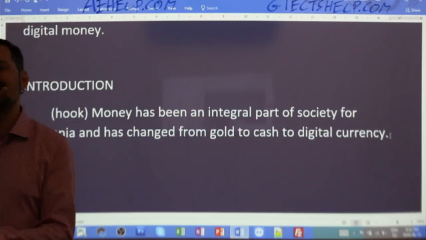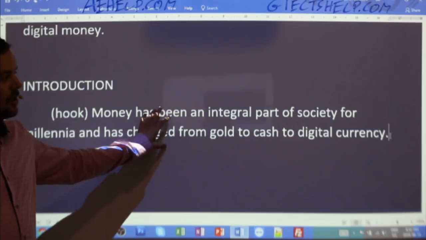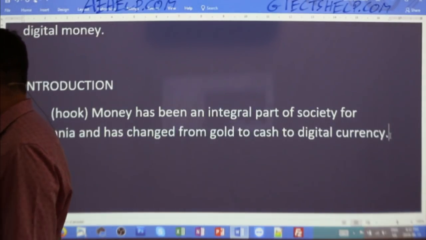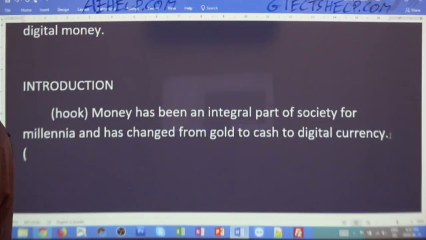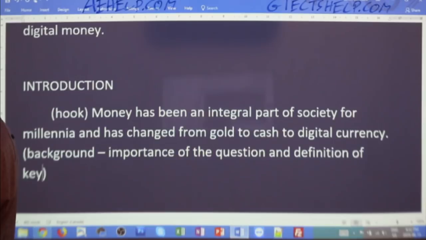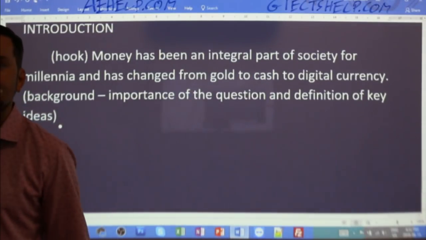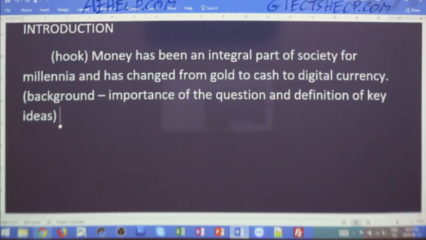You're right, Baljit, it is kind of going into the background, but not quite. In the background, I would do a little bit more with this, and that's coming up next, right? So let's see what we can do for that. So the background has two parts: importance of the question and definition of key ideas. Here, I would define what money is, and we did that in the planning, right? Millennia is 1,000 years, Utsab, that's right.